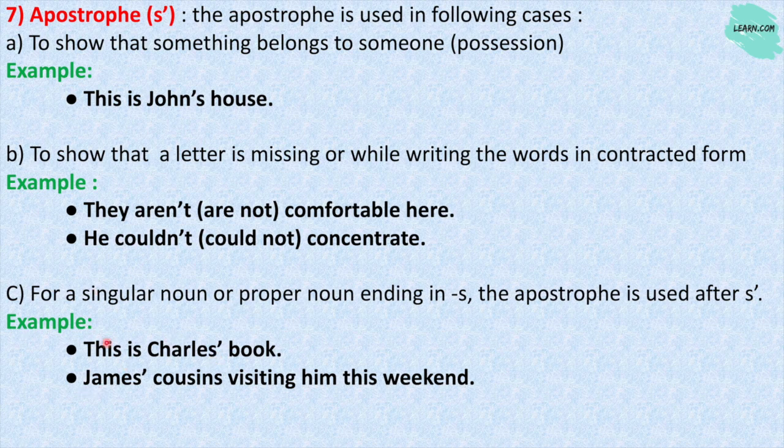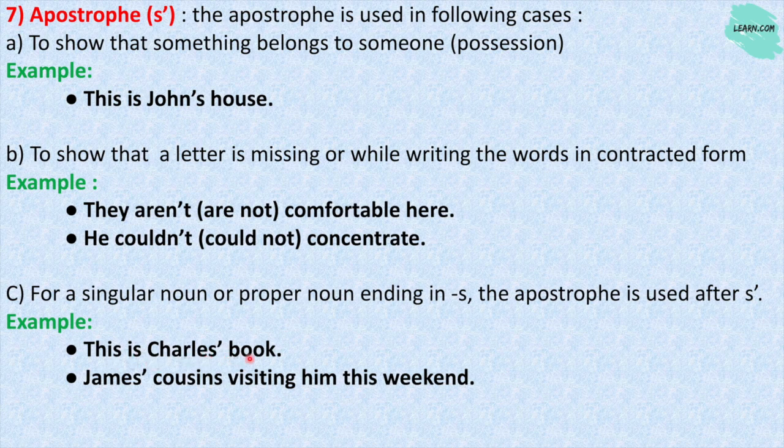This is the case when a noun or a proper noun ends in s, because both the nouns we have used, Charles and James, are names which already end in s. The word John is not ending in s, it is ending in n, but Charles and James both end in s. So such proper nouns which already end in s, irrespective of whether they are singular and proper, we have to use the apostrophe after the name, after the s.